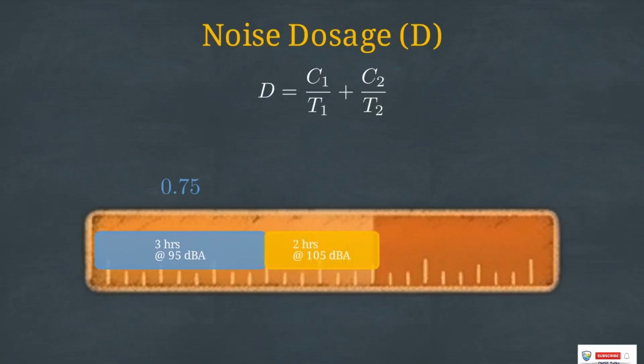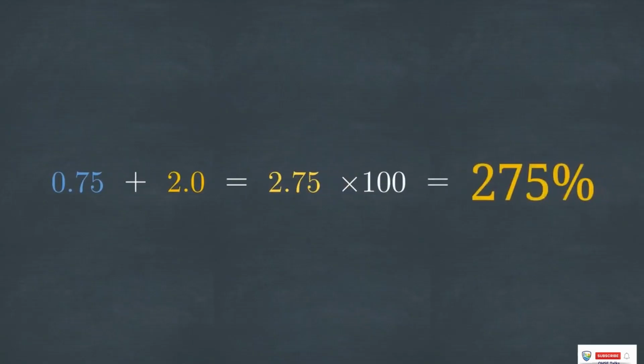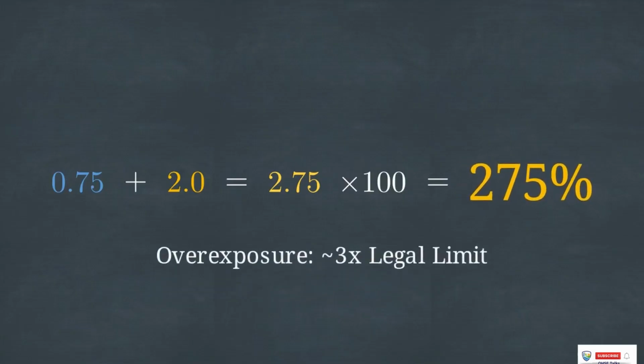Later, the worker spends 2 hours in a 105 decibel zone. At 105 decibels, OSHA only permits 1 hour of exposure. 2 actual hours divided by 1 permissible hour gives us a fraction of 2.0. When we sum these fractions, we get 2.75. Multiplying by 100 reveals a total shift dose of 275%. This worker has been exposed to nearly 3 times the legal limit.